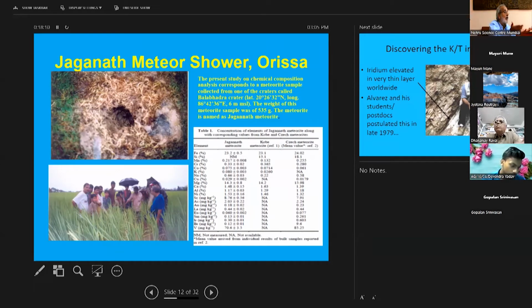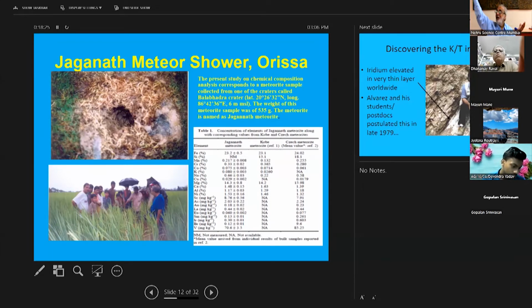How does a meteorite look like? What is the iron content? What is the nickel content? So one has to look in the literature for other meteorites and then compare. So this is how we were able to compare it, and we got a fairly big piece, 535 grams, which was fairly large. But that we had to use it for analysis.